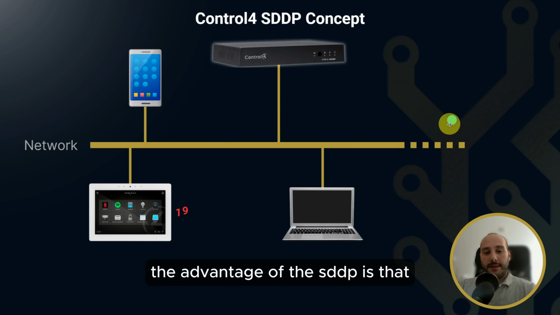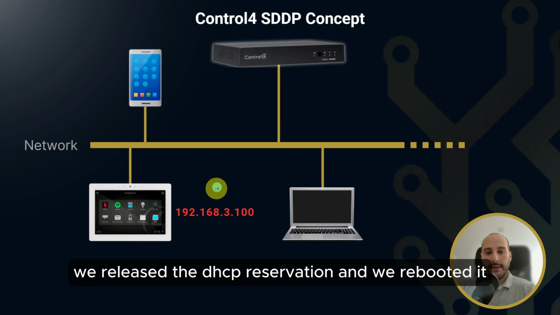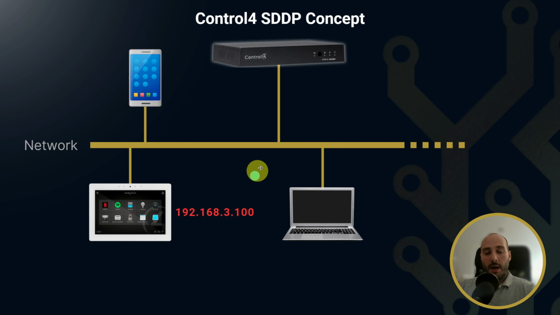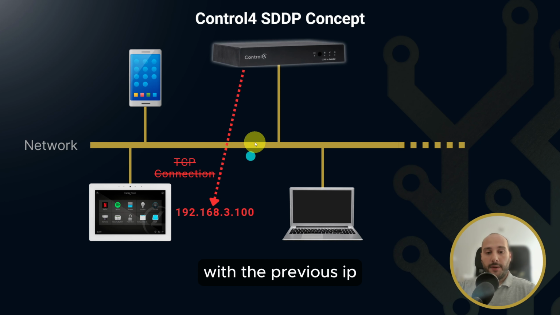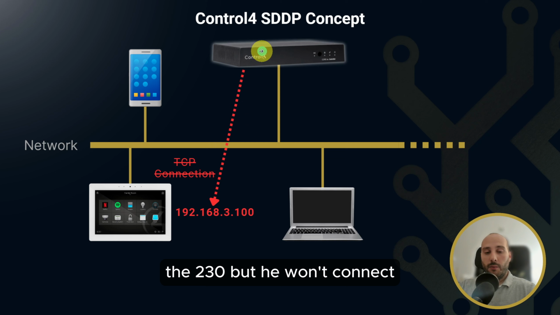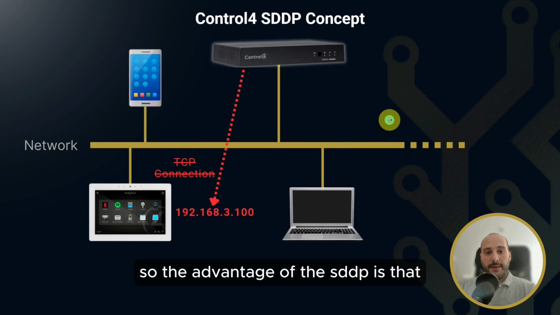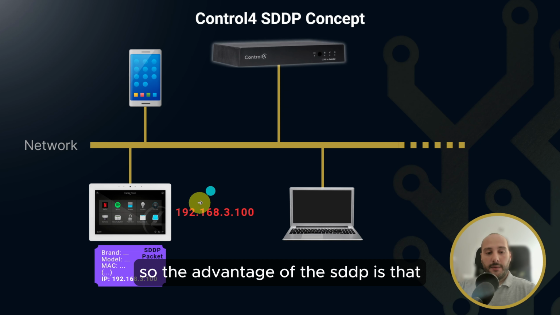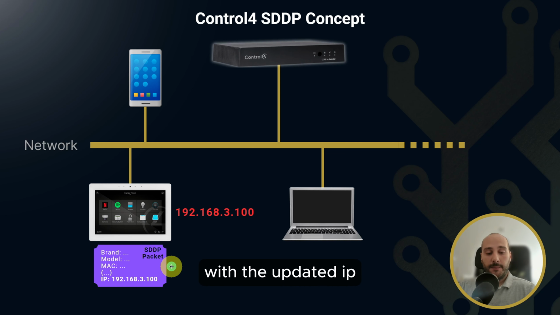But the advantage of SDDP is this: suppose that the touchscreen changed its IP for any reason. For example, we release the DHCP reservation and we rebooted it and it grabbed a new IP. Control4 will try to connect with the touchscreen with the previous IP, the 230, but it won't connect because obviously it's not there anymore. So the advantage of SDDP is that the touchscreen will generate a new SDDP packet with all the information that we had, with the updated IP.